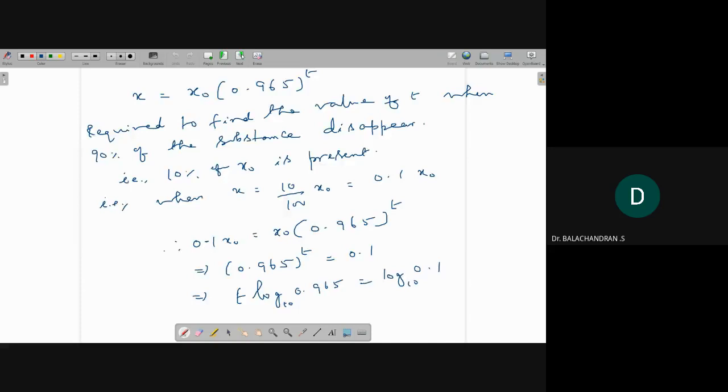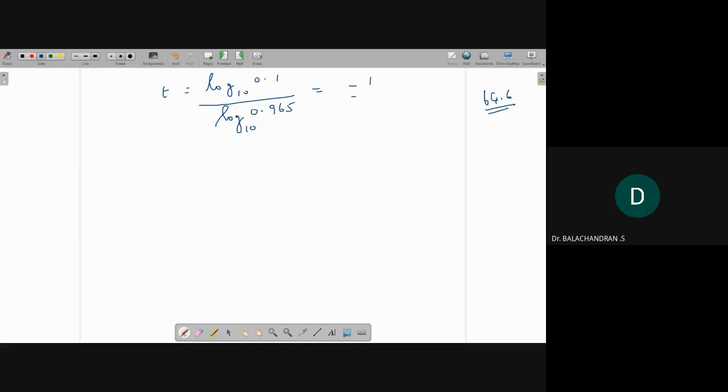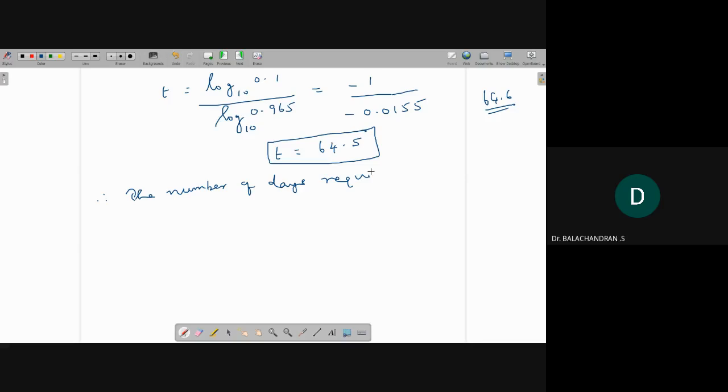Okay. So log 0.1 is minus one. The denominator is minus 0.01055. So this is the answer I got using calculator. So I got 64.5. So therefore, the number of days required for 90% of the substance to disappear is equal to 64.5 days.